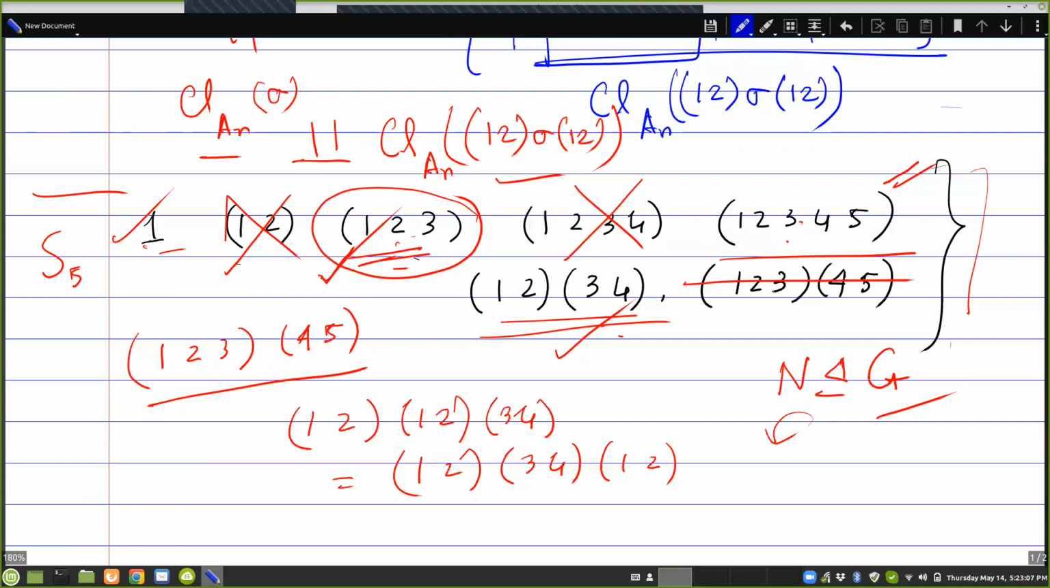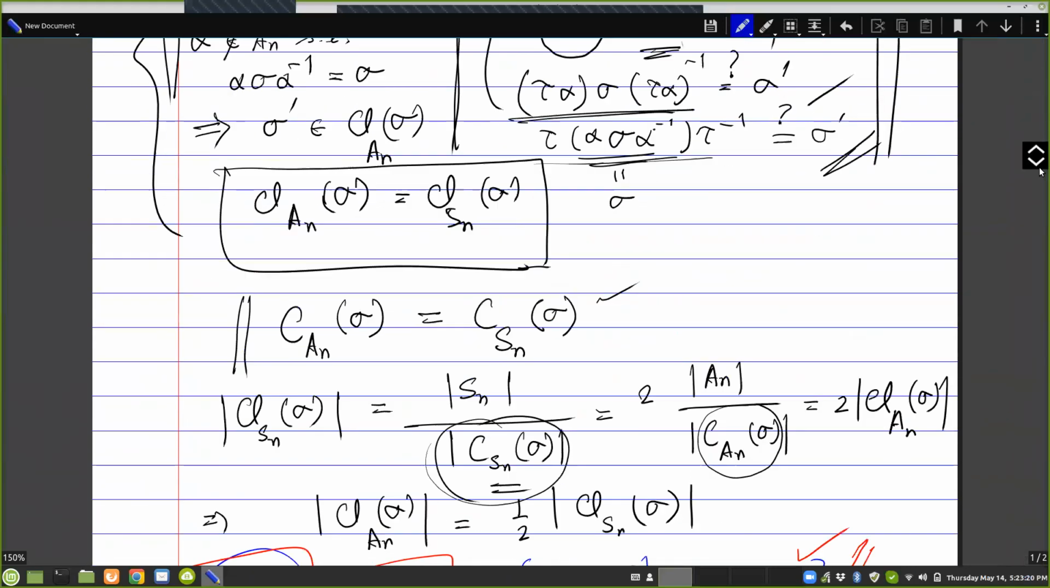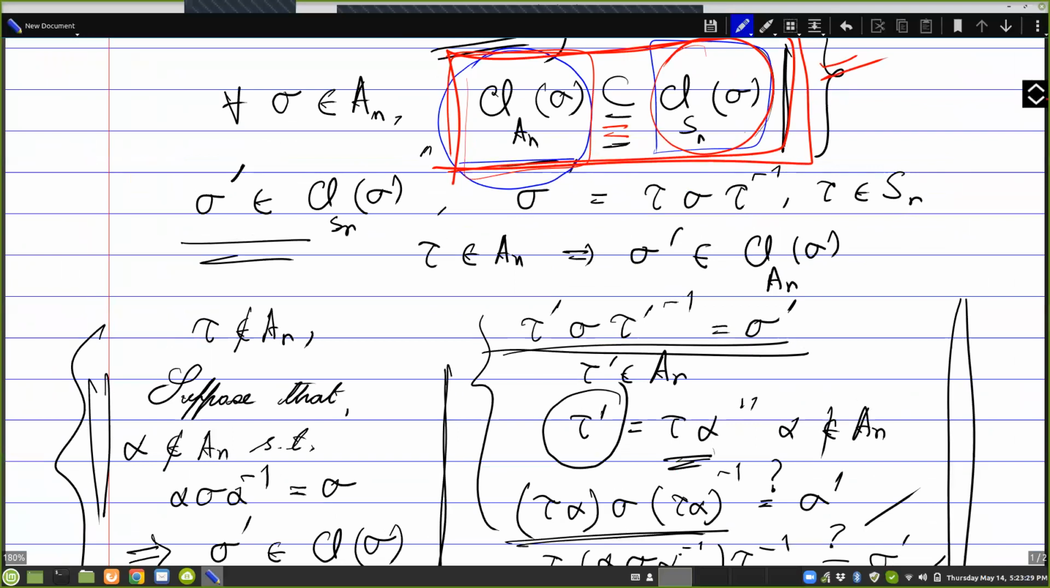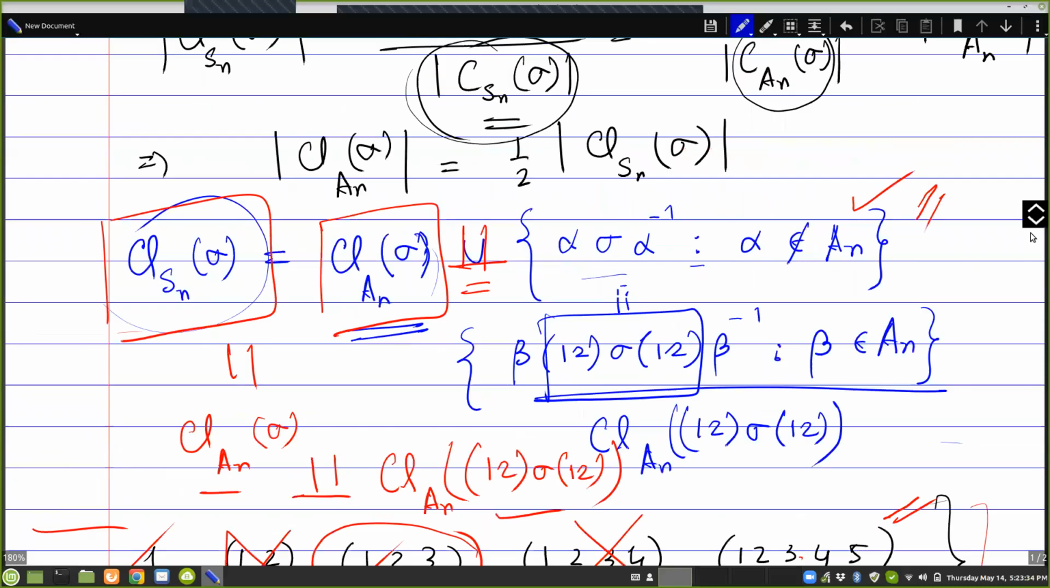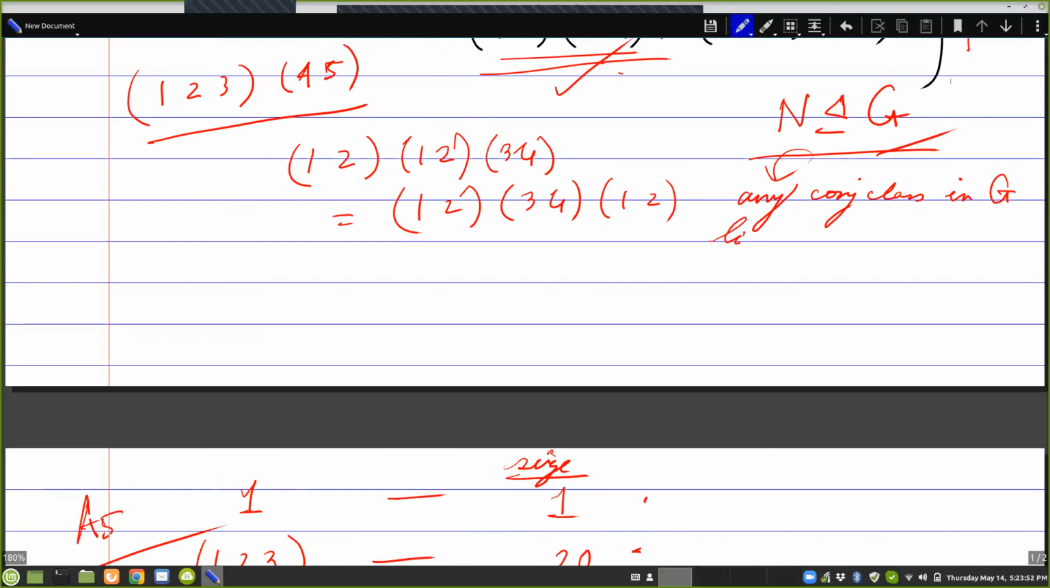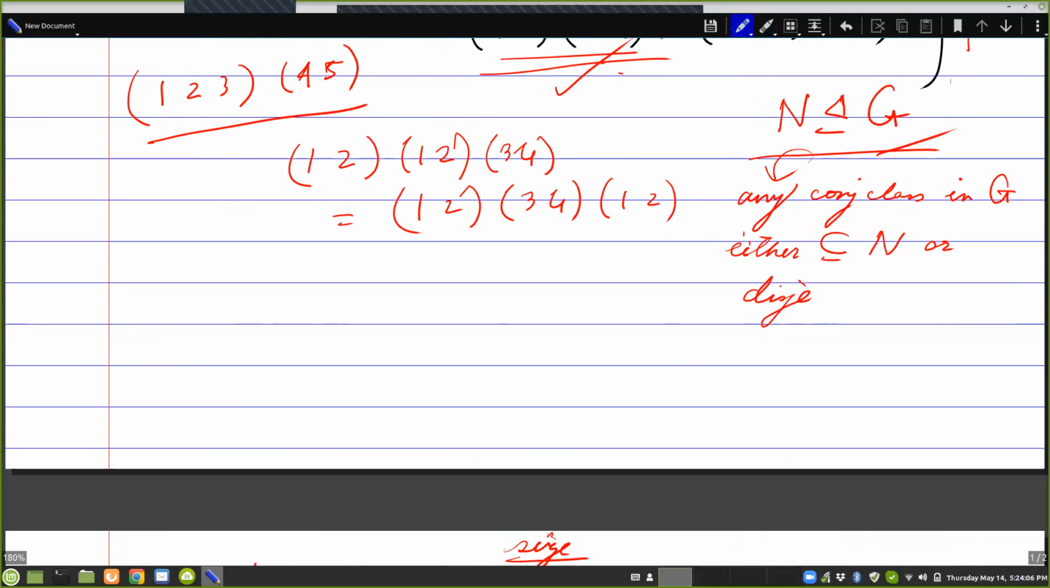But now we have to see whether a conjugacy class in Sn will remain a conjugacy class inside An or not, because as we have seen earlier, it may split into two parts. Let me again explain, so you should not get confused. If N is a normal subgroup of G, any conjugacy class in G lies in N or is disjoint from N. This is what is clear from the normality.